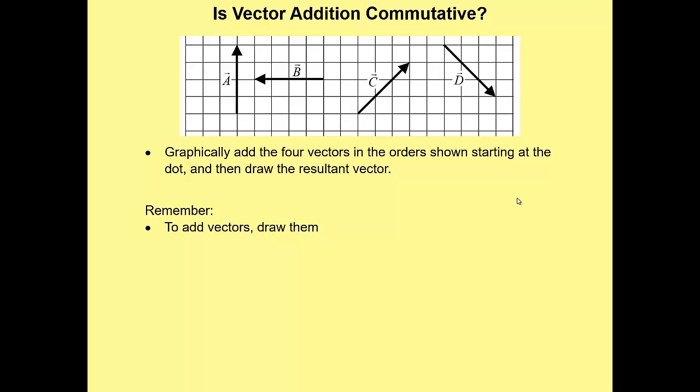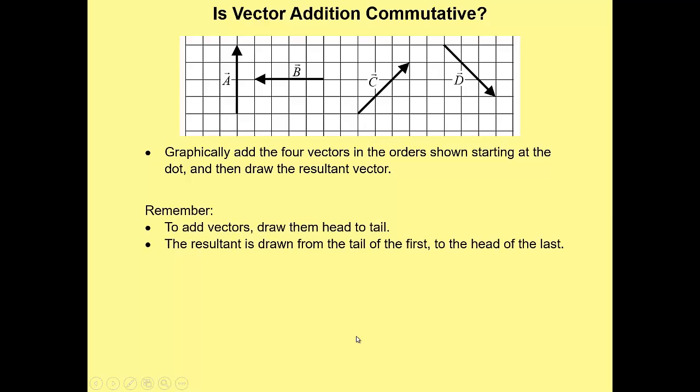So remember, a couple of quick things. In order to add vectors, you have to draw them head to tail. So if I was drawing A and then was going to draw B, I would start B at the head of A. The other thing you need to remember is that the resultant, after you've added the 4 vectors together, drawn them head to tail, is always drawn from the tail of the first, where you start, to the head of the last, where you end up. From where you start to where you end is the resultant, the net effect of adding those 4 vectors. So you're going to do this several times, and then compare the resultants.